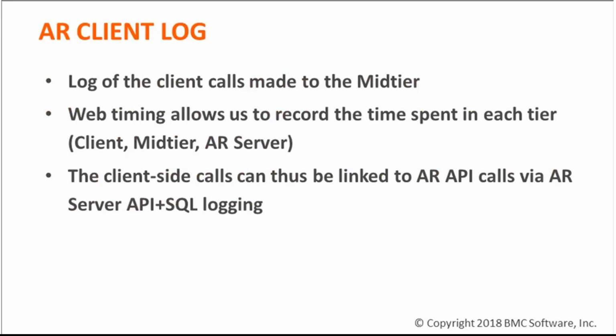If you find time was spent in the mid-tier and you've turned on your mid-tier logging, you can get an idea of what was happening in the mid-tier. Or if you find from the client-side log the time was spent on the AR server, you can look at the API call that happened approximately at the same time as your client recording of the time. Go to the AR log and look up what API was running at that time and what SQL statements were being issued, or what that API was doing.